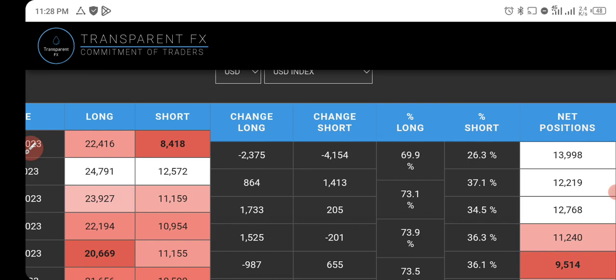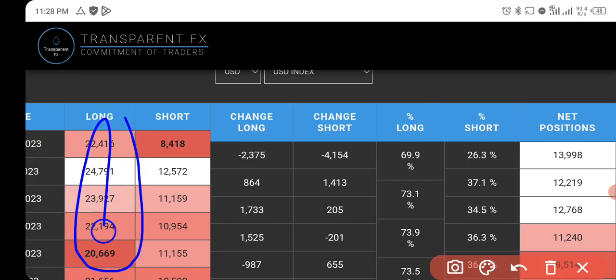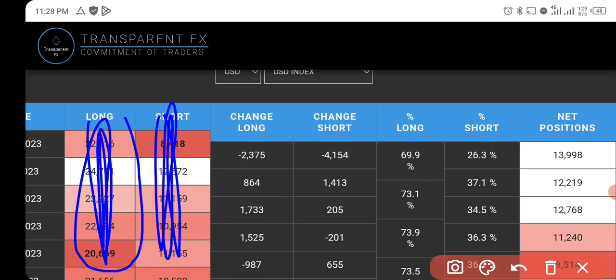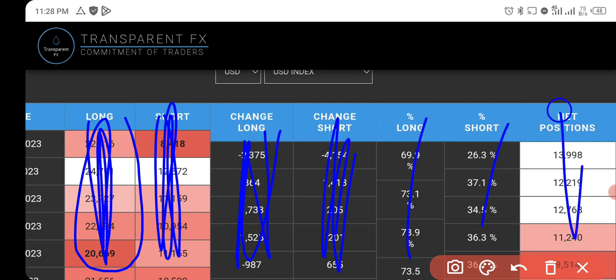Now from here, this is USD. You can see the long. This is the long position here. This is the buying position. This is the short, the selling position. This is the long, change long. This is the change short. This is the percentage, and this is the net position.